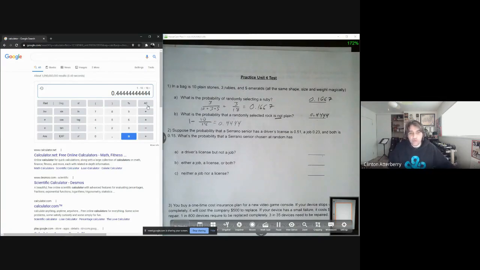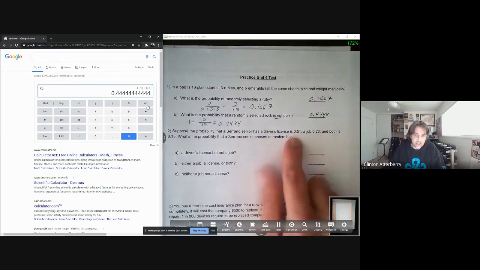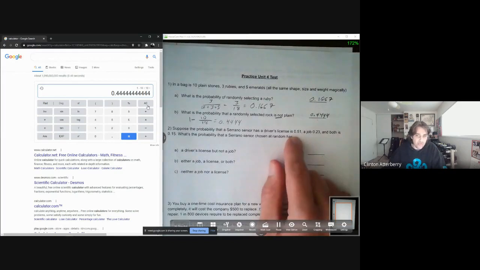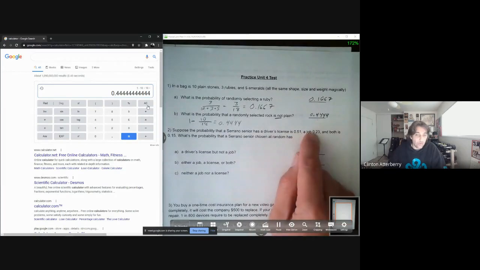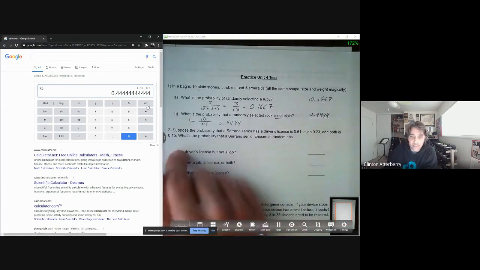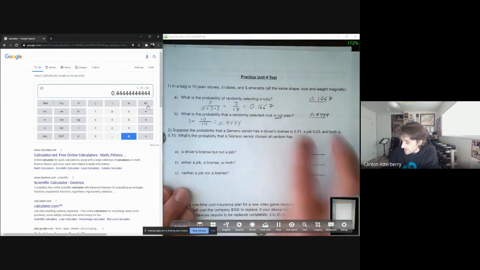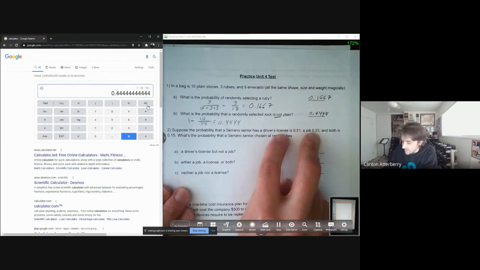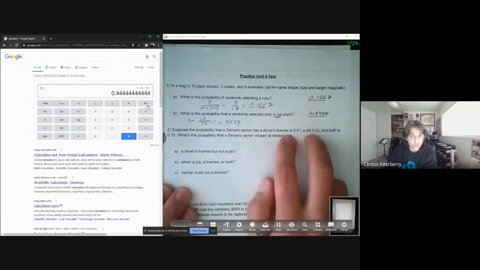So here we go. Question 2. Suppose the probability that a Serrano senior has a driver's license is 0.51, which in basic English says 51% of Serrano seniors have a driver's license. A job, 0.23, is 23% of seniors have a job. And both is 0.15, which says 15% have a driver's license and a job. So this 15% is part of both of these groups.